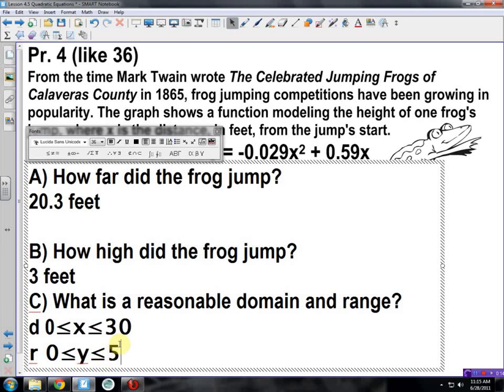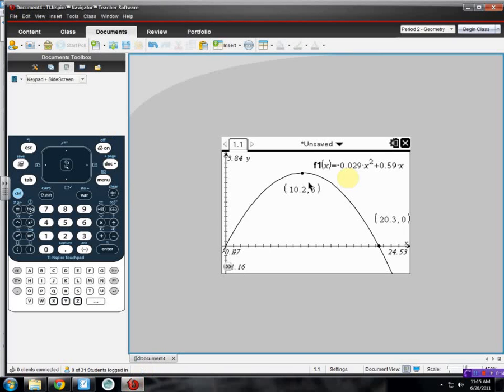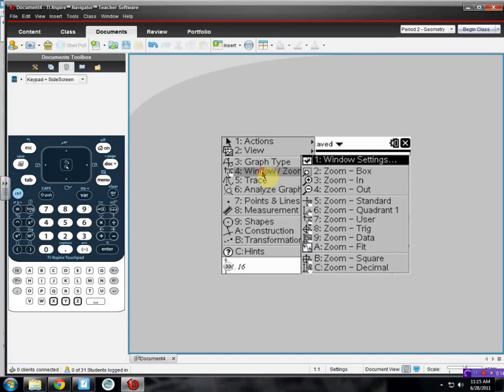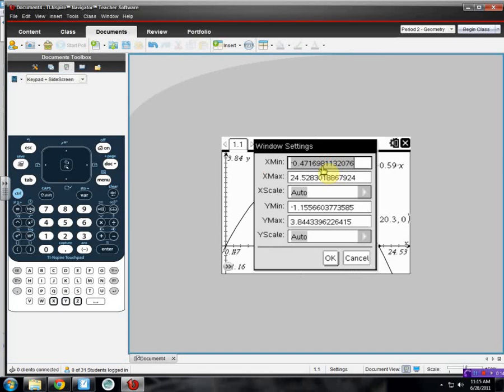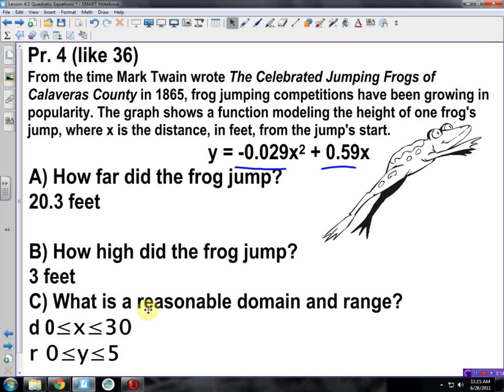And one thing that you'll notice is these domains and ranges are very similar to what we do for our window. Didn't we come in here and go to window settings? This could be a reasonable domain and range that we plug into the window. So when you think about domain and range, sometimes if it's easier for you to think about window, you can do it that way.